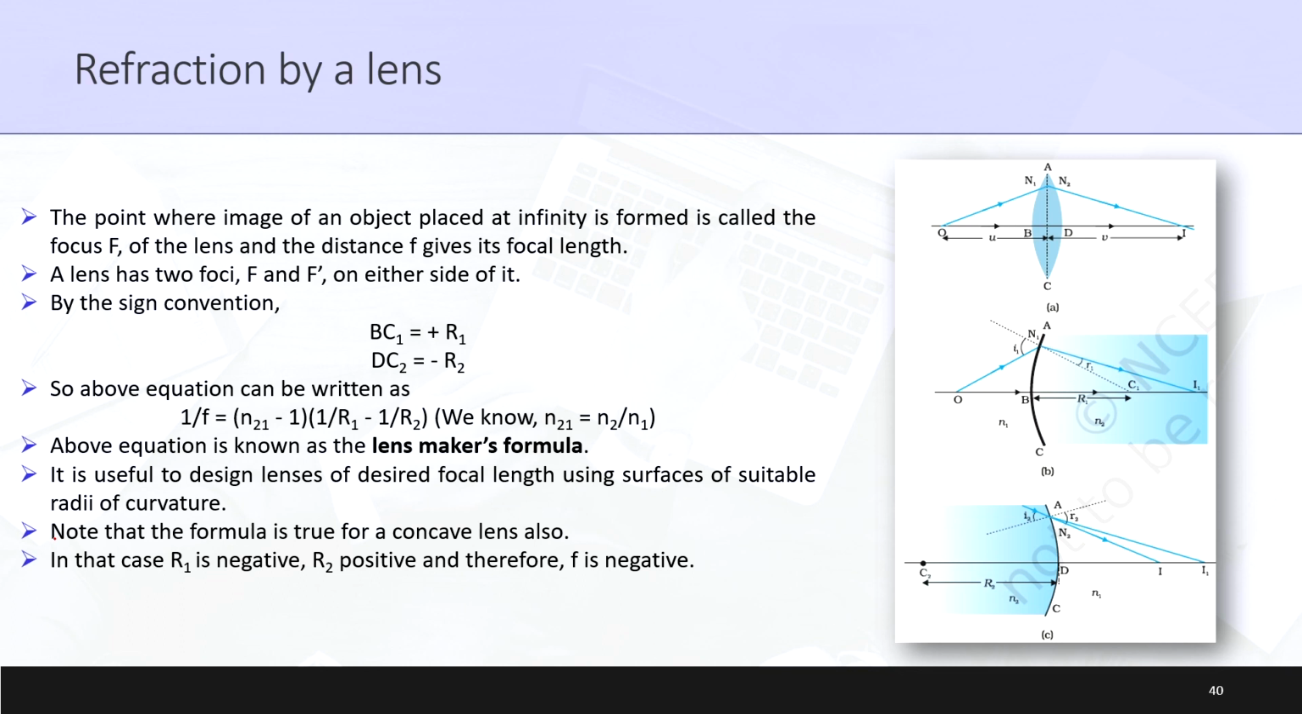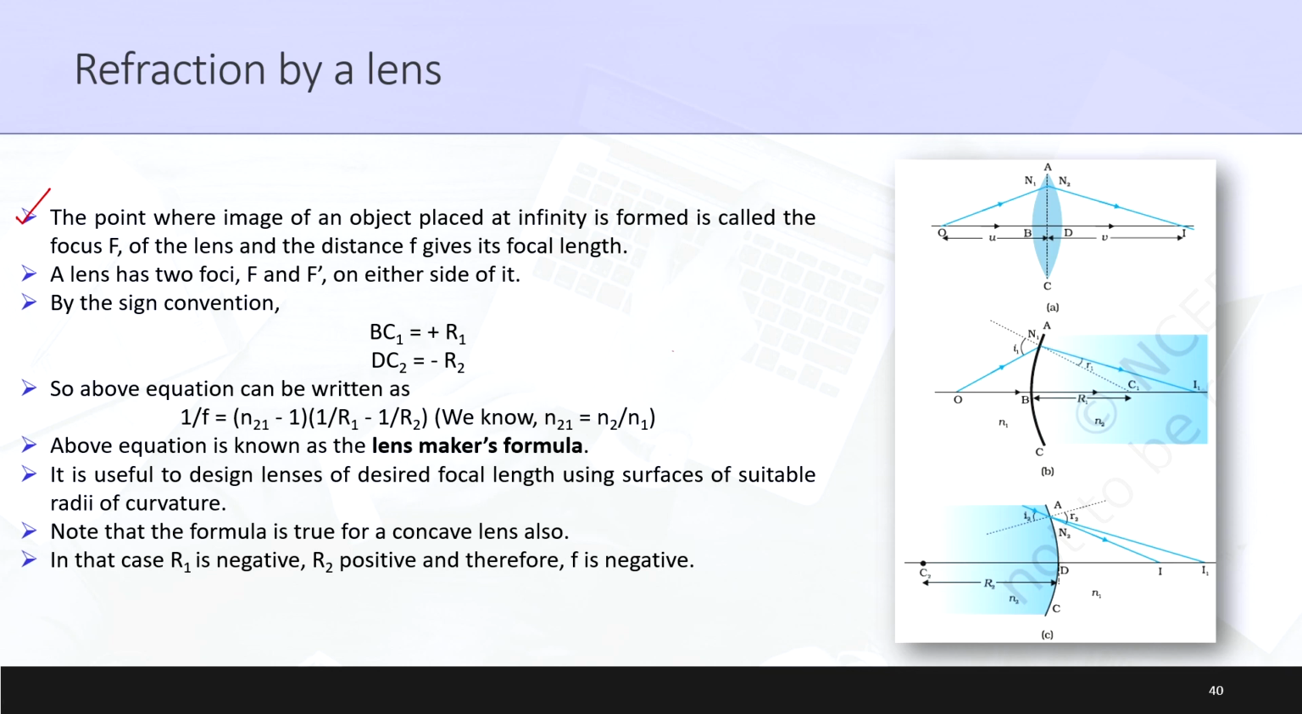Okay, let us move on. So, the point where the image of an object placed at infinity is formed is called the focus f of the lens, and the distance f gives its focal length. So, basically the definition is being explained here. I will just iterate it again. Let us suppose the object is placed at infinity here. The image is formed right here. So, this is called the focus f of the lens, and the distance f is called its focal length.